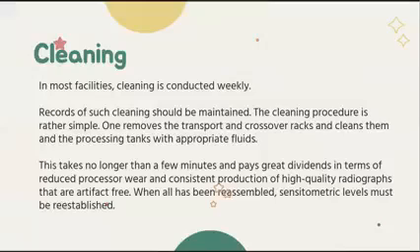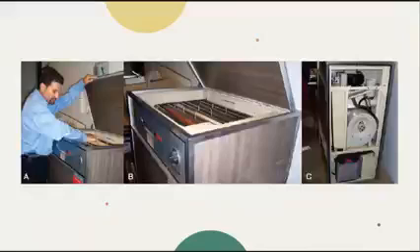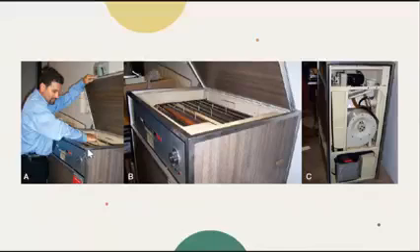When all has been reassembled, sensitometric levels must be reestablished. Okay? So, sensitometric levels, those H and D curves that we discussed previously in radiographic film, that must be done, okay, using a sensitometer. So for example, okay, you have to remove the racks from each processing chemical, and then you have to brush with the appropriate tools and the appropriate fluids.